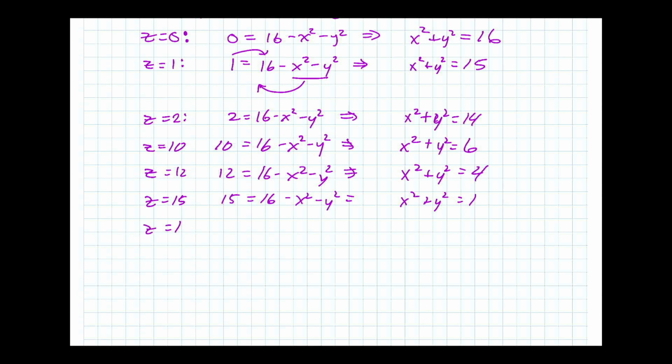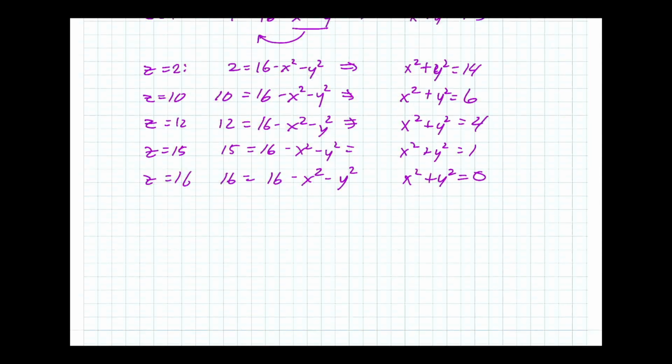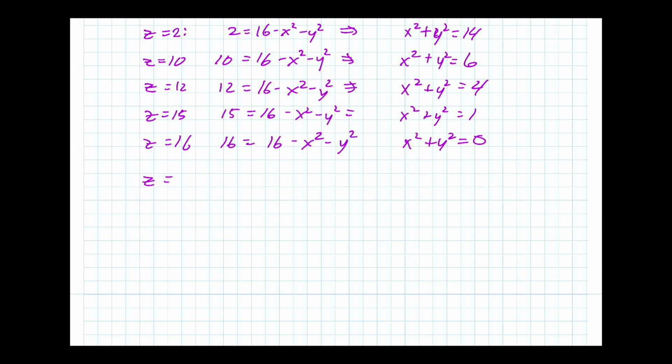And if I do z equals 16, I have 16 equals 16 minus x squared minus y squared, which is x squared plus y squared equals 0. And if you even go one higher, like 17, you have 17 equals 16 minus x squared minus y squared, which is, if you rearrange it, x squared plus y squared equals -1.